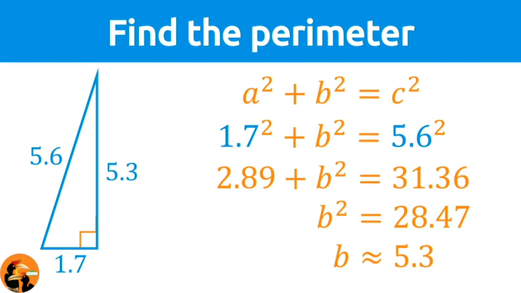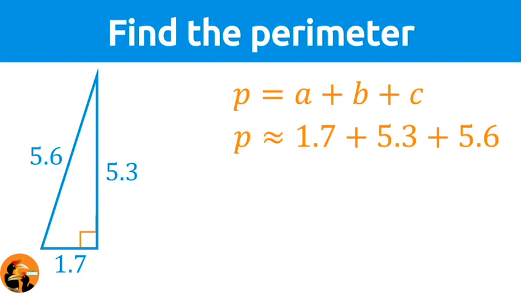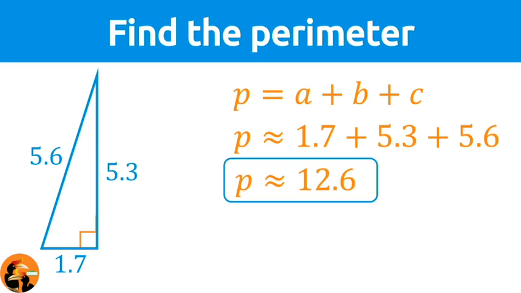Remember that we want to find the perimeter of the triangle. Now that we know the lengths of all three sides, we can add those together to get our perimeter. So we add 1.7 plus 5.3 plus 5.6, and our perimeter is approximately 12.6.